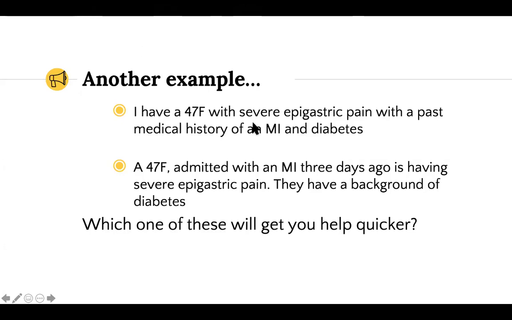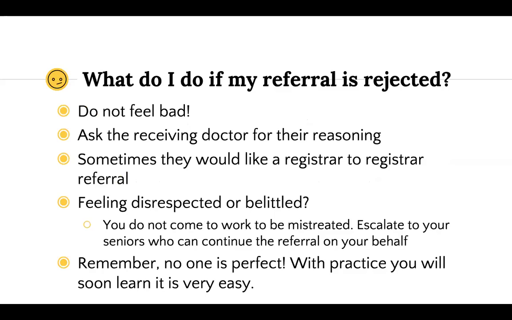Okay, so I would prefer the second one. I just feel that telling the accepting doctor that the patient had an MI 3 days ago is basically a red flag. Whereas if you just say a past medical history of an MI, it sounds like just more in the past and not something that is a current concern. So I think the second one would actually get you some help faster. Okay, so moving on to what do I do if my referral is rejected?